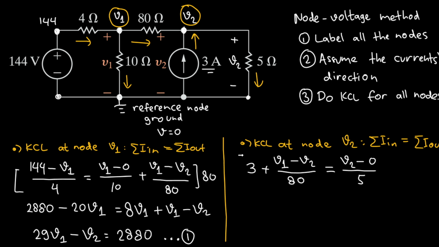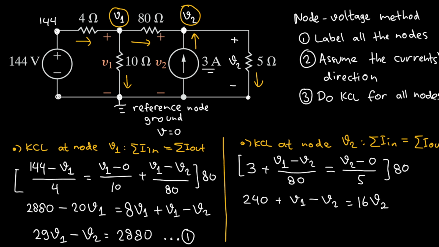Okay, what we can do is just multiply both sides by 80, right? So I will have 240 here. And then 80 and 80 will cancel into 1. So I will have V1 minus V2. And then this one will be equal to 5, and 80 will cancel into 16. So I will have 16 V2.